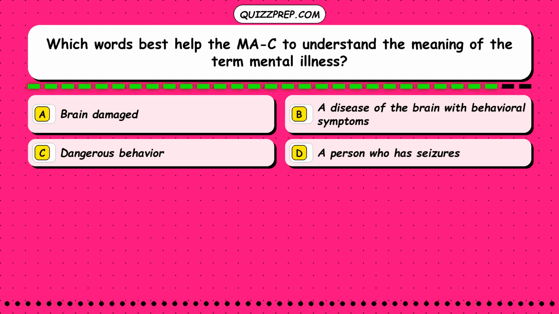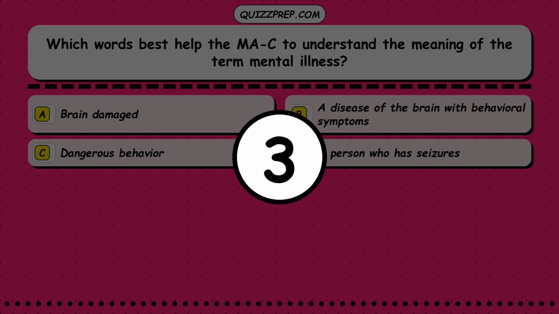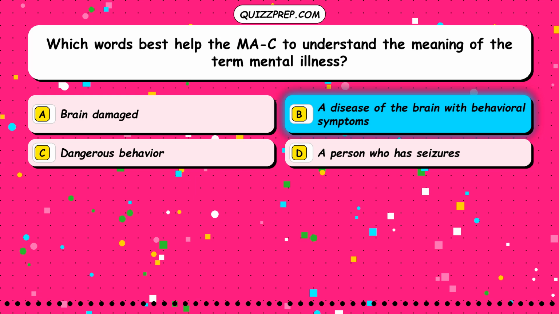Question 200. Which words best help the CNA to understand the meaning of the term mental illness? Option A, brain damaged. Option B, a disease of the brain with behavioral symptoms. Option C, dangerous behavior. Option D, a person who has seizures. The correct answer is option B, a disease of the brain with behavioral symptoms.